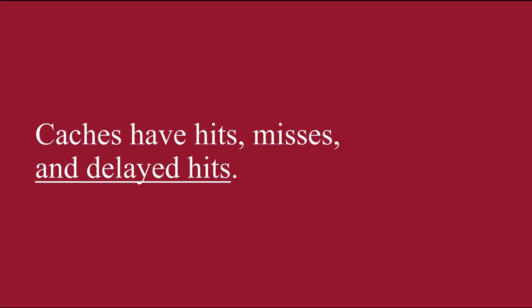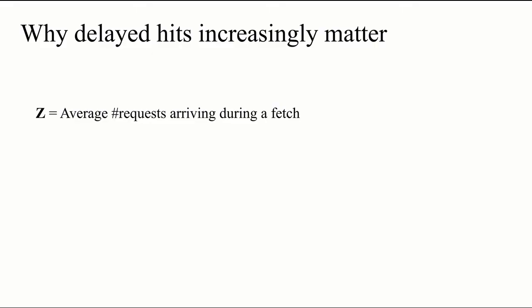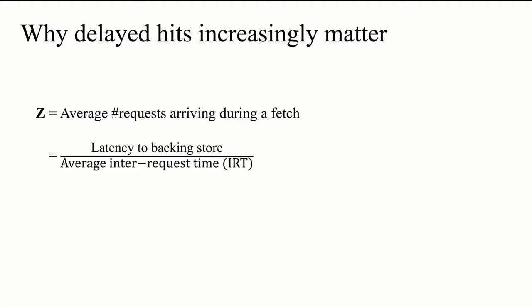It turns out that our caches are impacted by a phenomenon that's becoming increasingly prevalent in today's systems, called delayed hits. The reason that delayed hits are starting to increasingly matter is that the average number of requests that can arrive during a fetch, a parameter that we'll call Z, is starting to go up. Numerically, Z is the ratio between the latency to the backing store and the average inter-request time. It turns out that this is proportional to the product of backing store latency and link bandwidth.